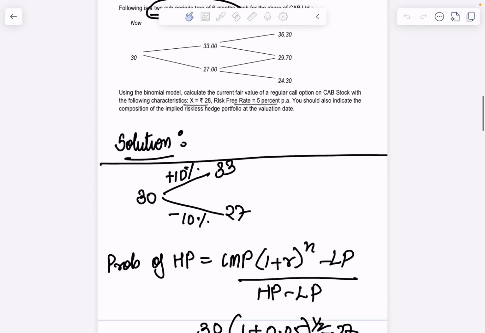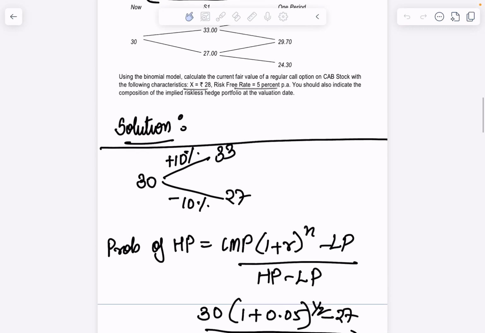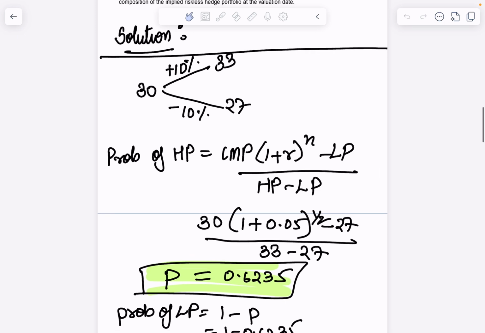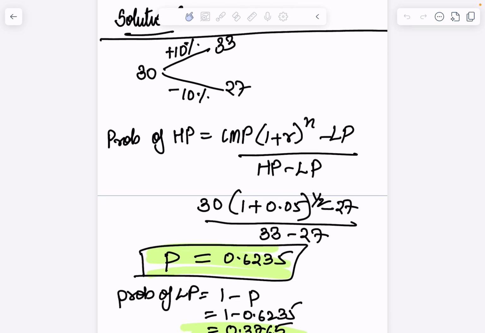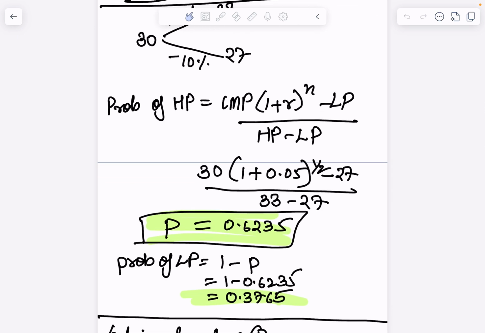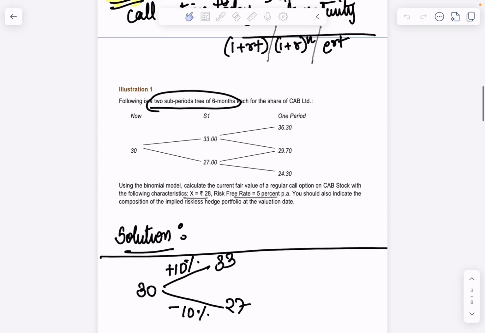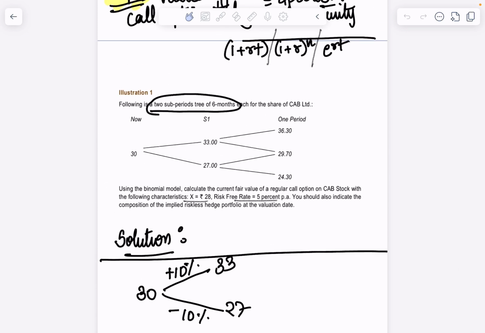So first loop has been taken, that is 30, and increase in price is 33, which is 10% higher, and decrease in price is 27, which is 10% lower. So let's calculate the probability of high price by using the formula CMP into 1 plus R raised to n minus low price upon high price minus low price. Here n is taken as half because in the question it is given that there are 2 sub period trees of 6 months.